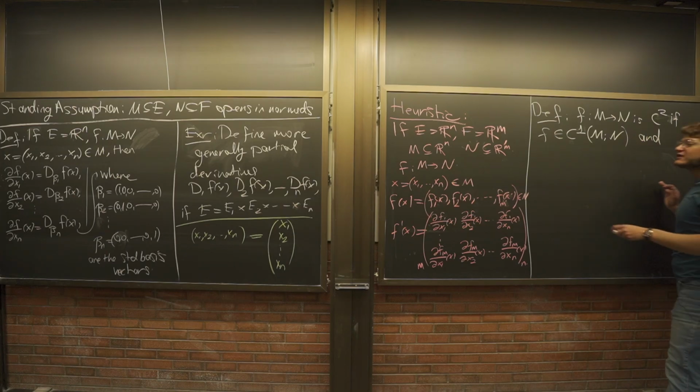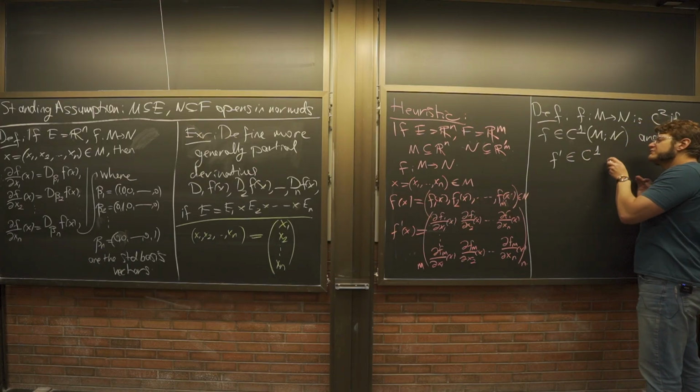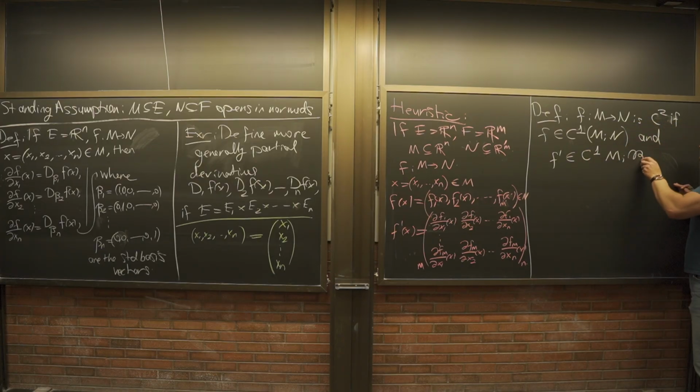Well, all I'm going to ask is f prime itself is a C1 function from M to the space of bounded linear operators from E to F.